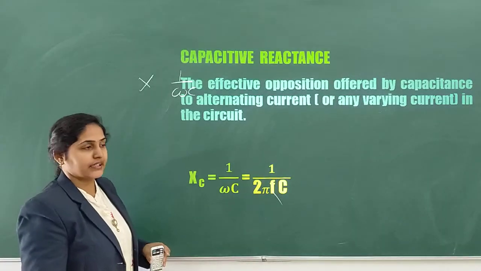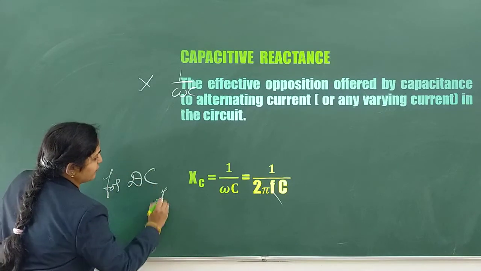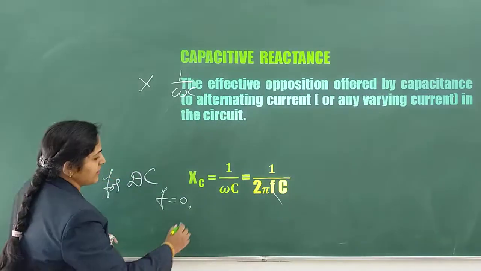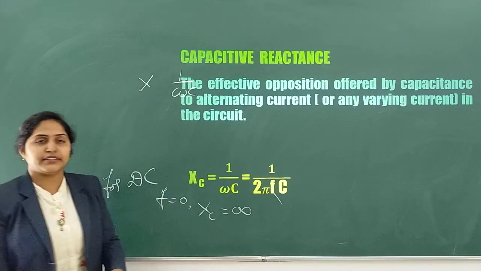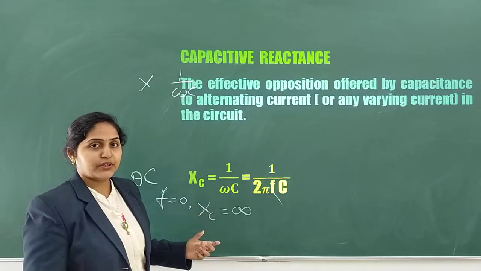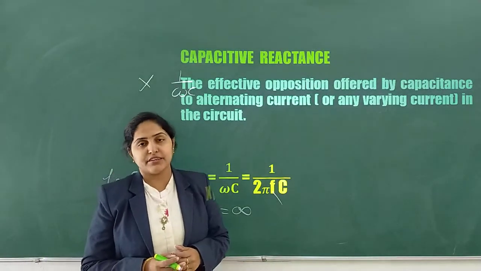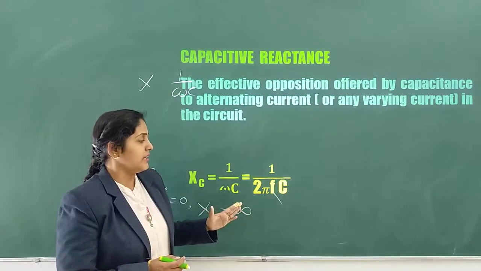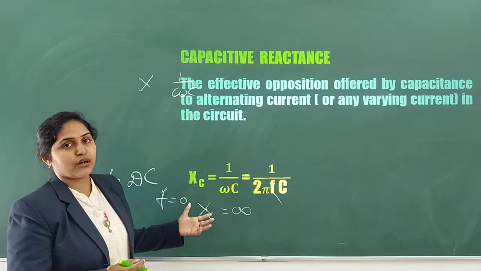So linear frequency for DC, for direct current, f is 0. Since f is 0, anything by 0 gives infinity. So Xc is infinite. Capacitive reactance is infinite, or very large, for DC current. That means, in another way, we can say the capacitor prohibits or stops the current. Okay, it stops DC.